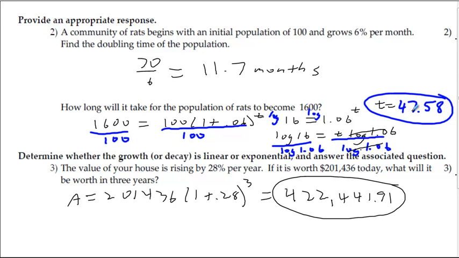And then on number 3, if a house is appreciating 28% per year for 3 years, so it's a $201,000 house times 1 plus 0.28, which is the rate it's increasing, to the third, the house will be worth $422,441.91 within 3 years.